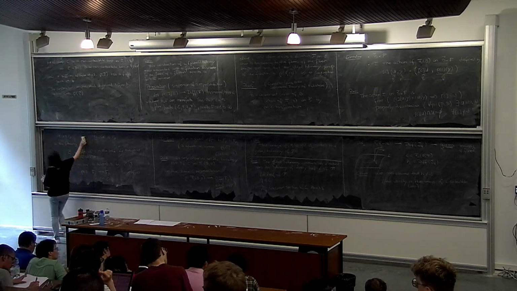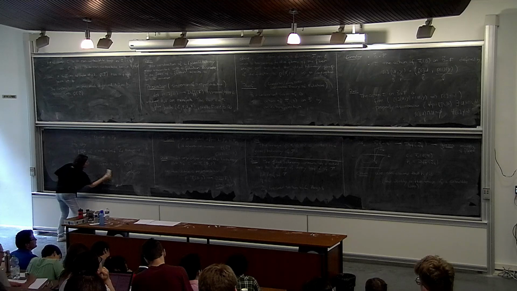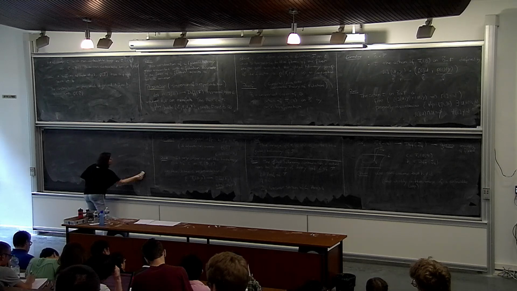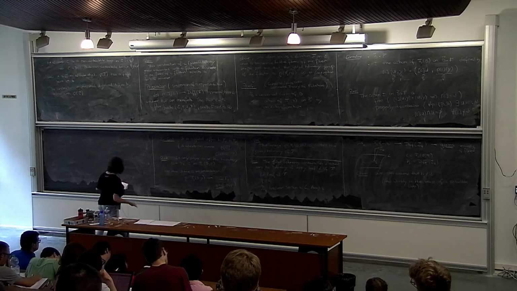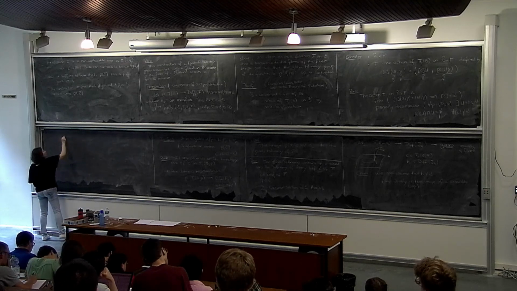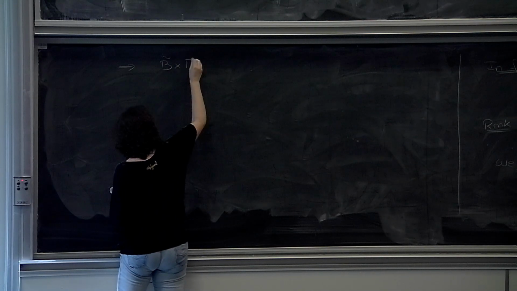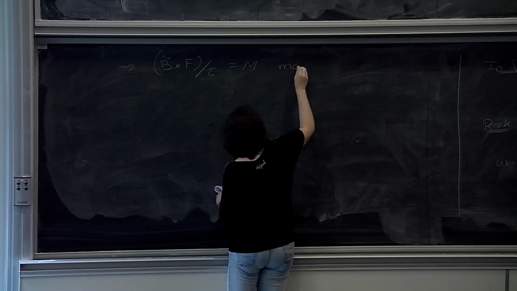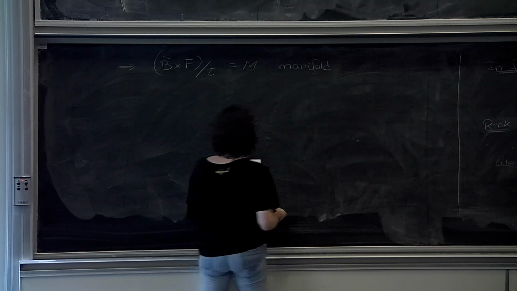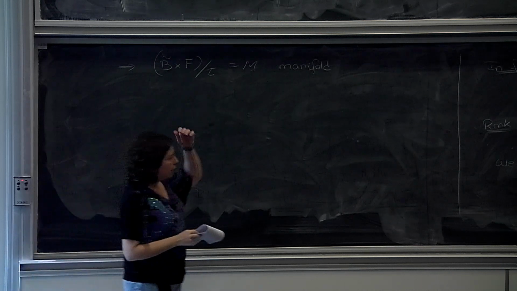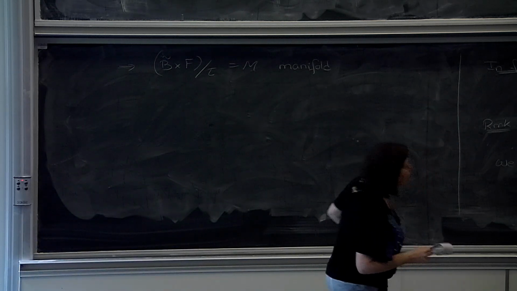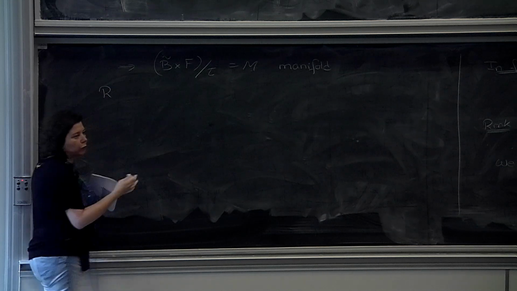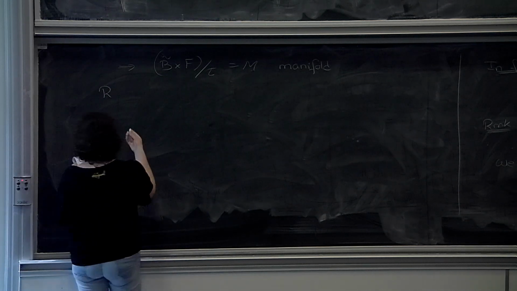Okay, so these two remarks imply that we can take the quotient of this product by tau, and the quotient of this product by tau is a manifold. And this will correspond, in fact, to the total space of our fiber bundle. So the remainder of the proof is what I'm going to leave as an exercise.